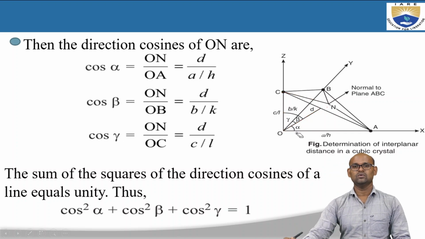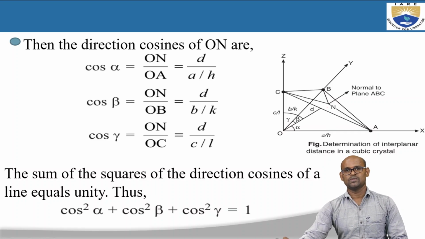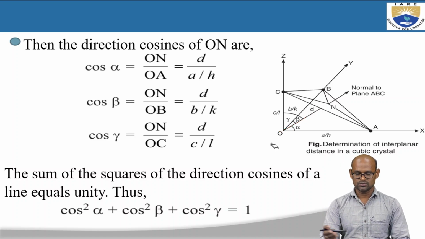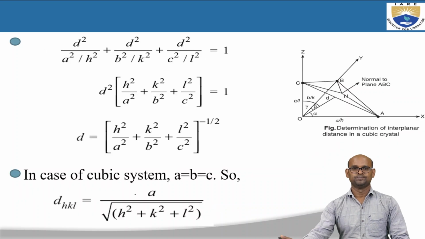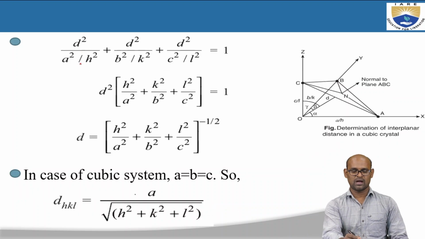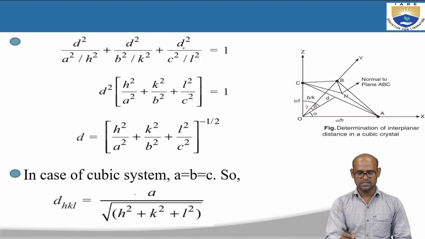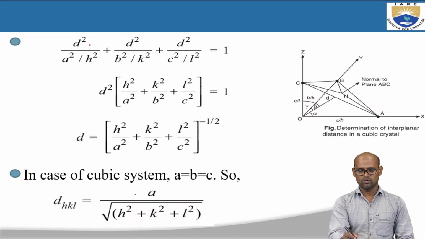Once I write down the direction cosines using these triangles, I know that the sum of the squares of the direction cosines of a line must be equal to unity. Using that trigonometric relation, I write cos square alpha plus cos square beta plus cos square gamma must be equal to 1. I have substituted cos alpha, cos beta, and cos gamma. So the sum of these squares must be equal to 1, and using this, I got this. So I can take d square common.